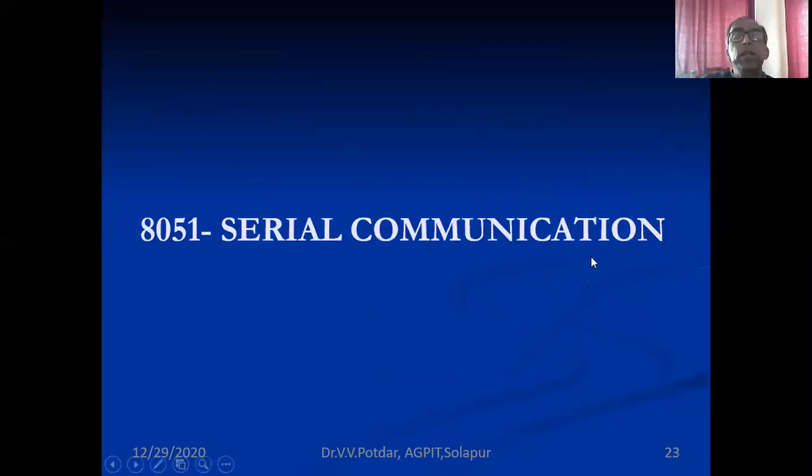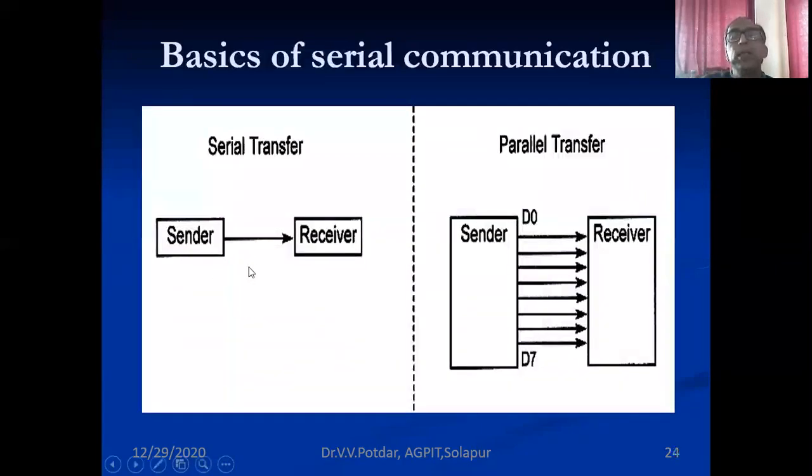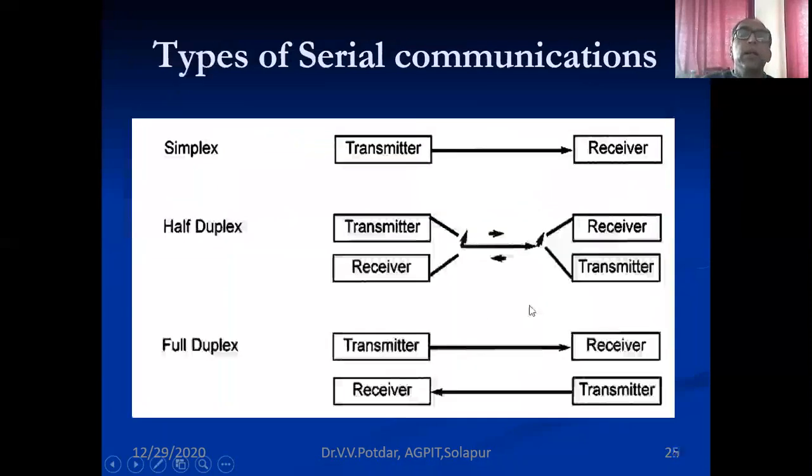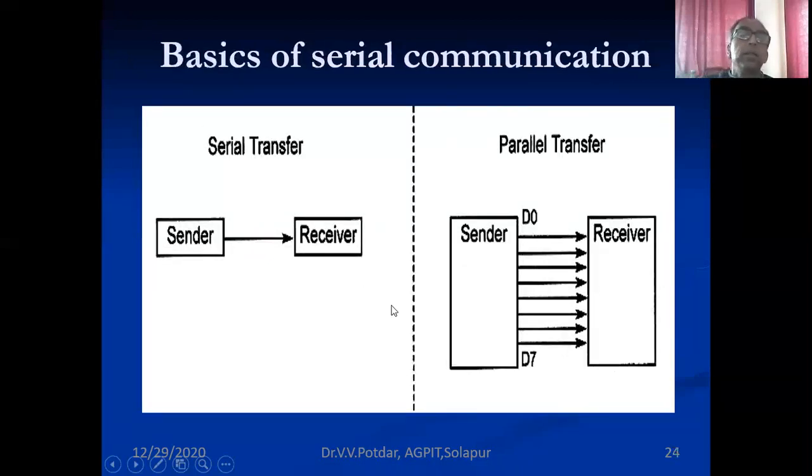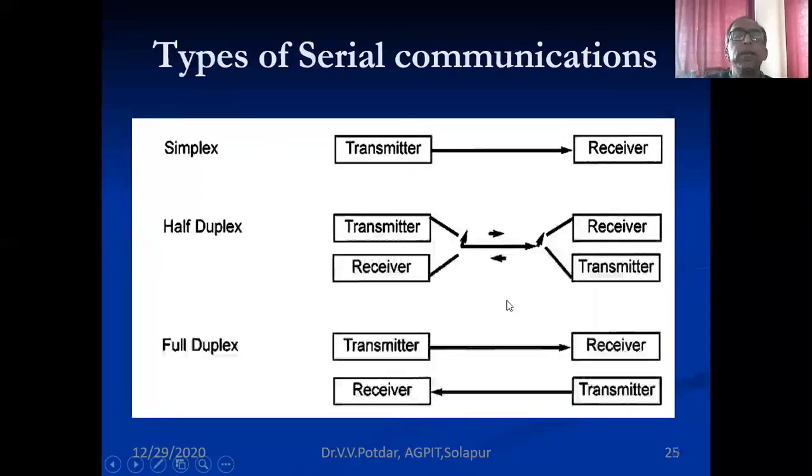What is serial communication? Serial transfer, sender to receiver. Then we have parallel transfer between sender and receiver. The simplex type of serial communication is between transmitter and receiver. Then half duplex, transmitter to receiver, receiver to transmitter. Full duplex, so two-way communication is possible. Serial transfer and parallel transfer, this we have already seen.